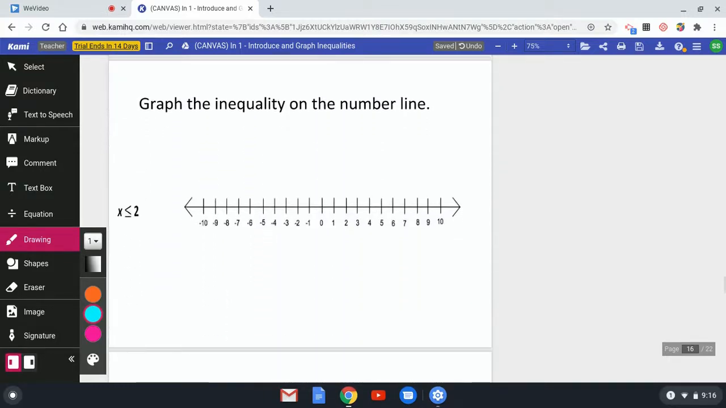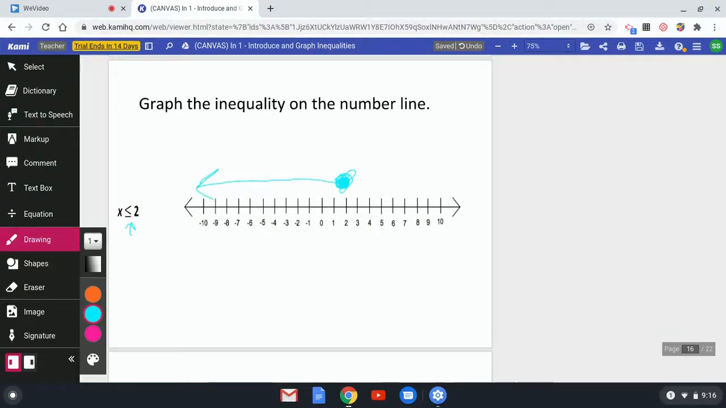Go ahead and pause and try this one. All right, we will put a circle on 2. Is it open or closed? Closed because of that equal sign there. Now when we read this, X is less than or equal to 2. So it has to be less than, so our arrow is going to the left.